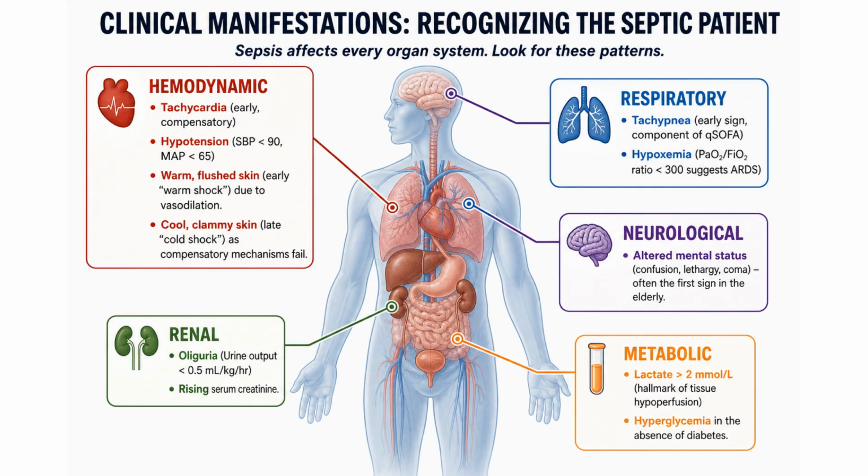So what does the septic patient look like? Hemodynamically, they'll be tachycardic and hypotensive. A key CCRN concept is the difference between early and late shock. In early warm shock, the patient is vasodilated and will have warm, flushed skin. In late cold shock, the body's compensatory mechanisms fail and they become cool and clammy. You'll also see tachypnea, altered mental status, which is often the very first sign, and signs of organ damage like low urine output and a rising creatinine.